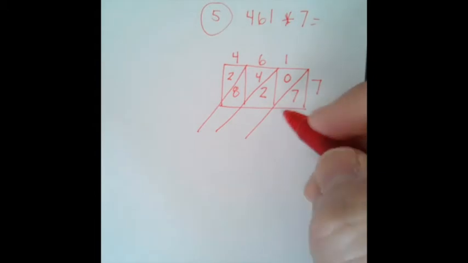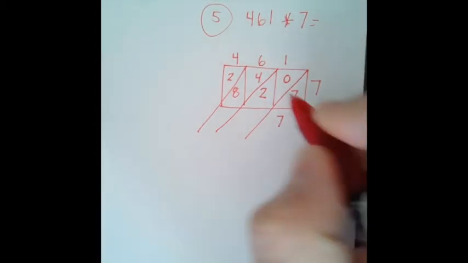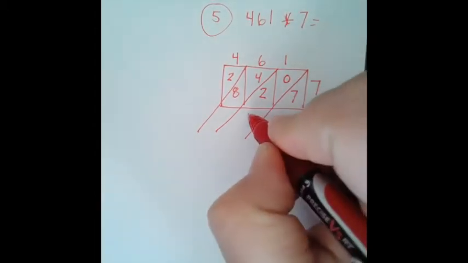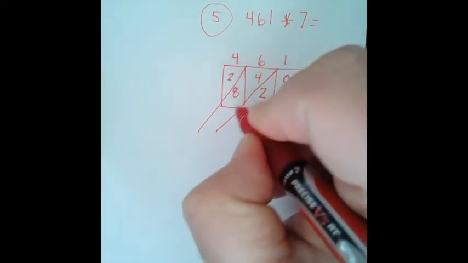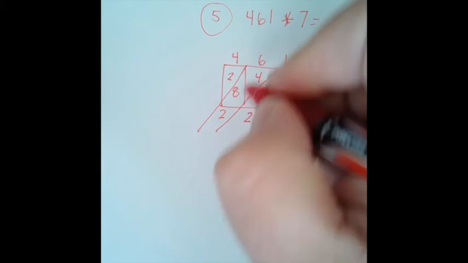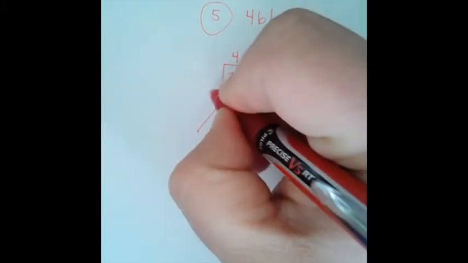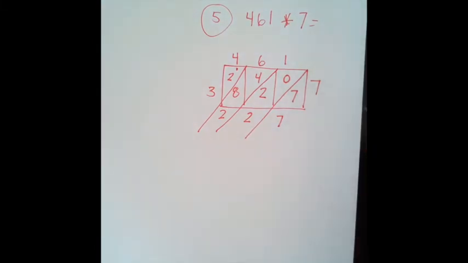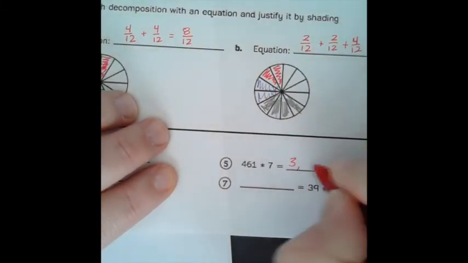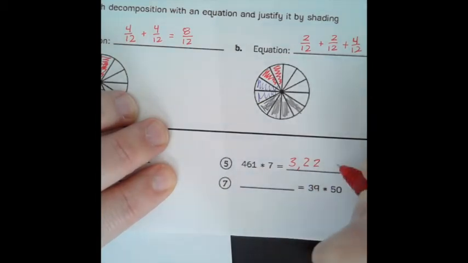Now I'm going to go ahead and add my diagonals. That's 7. 2 plus 0 is 2. 8 plus 4 is 12. Carry the 1 over here. 2 plus 1 is 3. So your answer is 3,227. So go ahead and transfer my answer. 3,227.